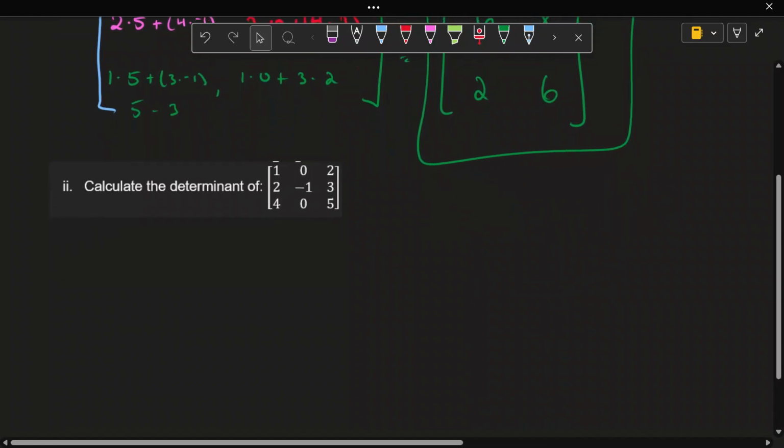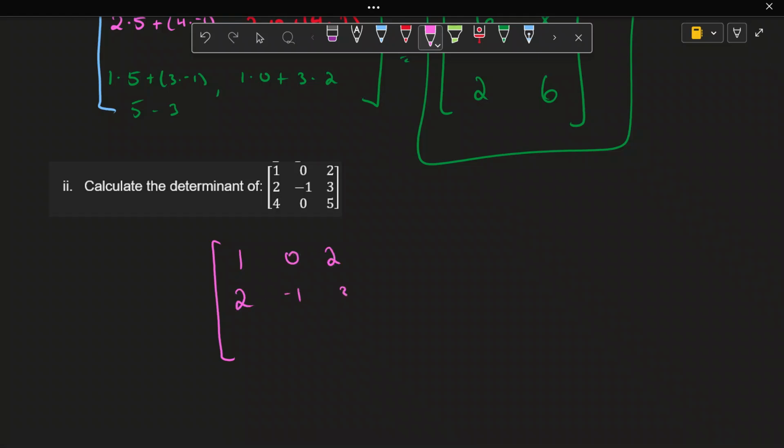Next, we have to solve for the determinant. What I like to do here is use a trick to solve for the determinant. This works for square matrices where you have a 3 by 3 matrix. It would work for 2 by 2 matrices, but there's a specific formula you can use. To find the determinant here, we're going to copy the first and second column.